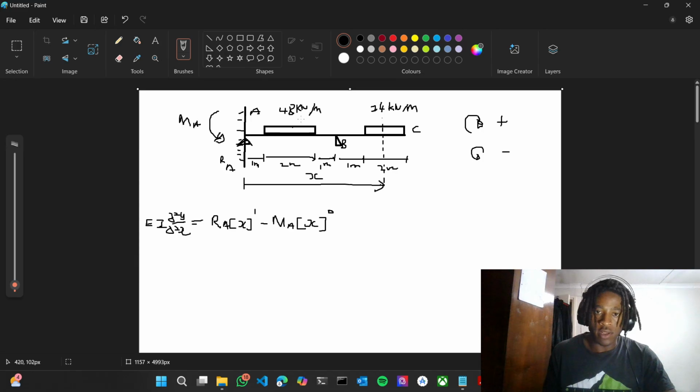Then you've got this here. If you know how to construct its bending moment, then you will know that it will be plus 48 over 2, plus, no, it's negative, my bad.